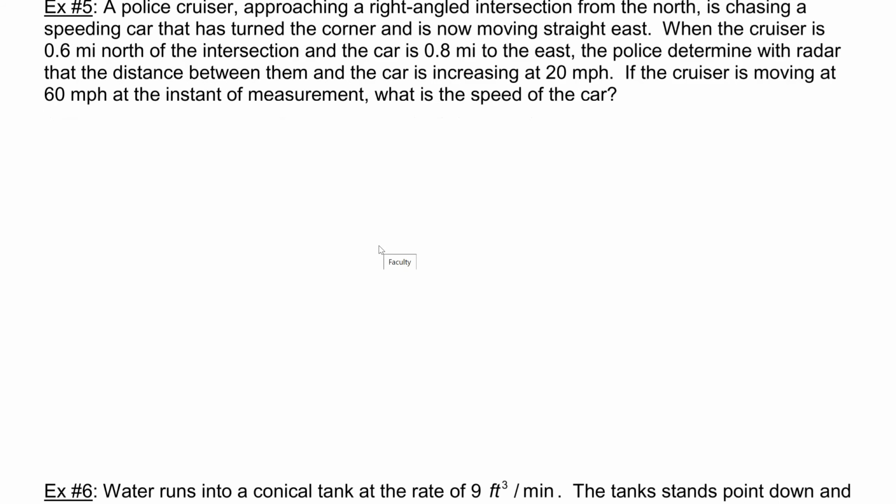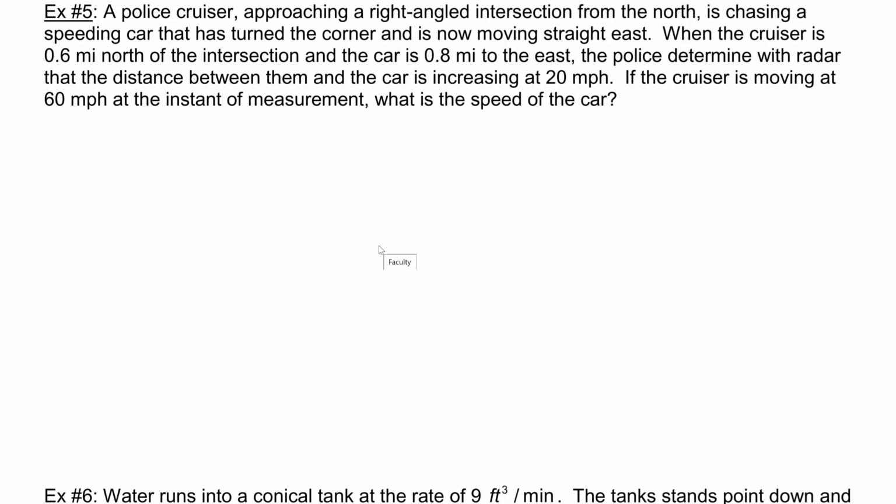So it says a police cruiser is approaching a right-angled intersection from the north. So if we're approaching from the north, which direction are we going? South. Downward. So north is like going up, right? But if we're approaching from the north, that means we're coming from up, going down. So this is where the police is. And we're going down, right? We're going down that direction.